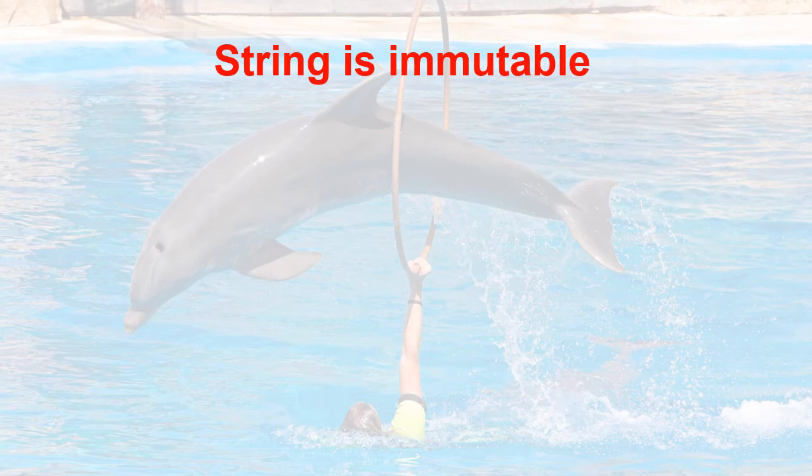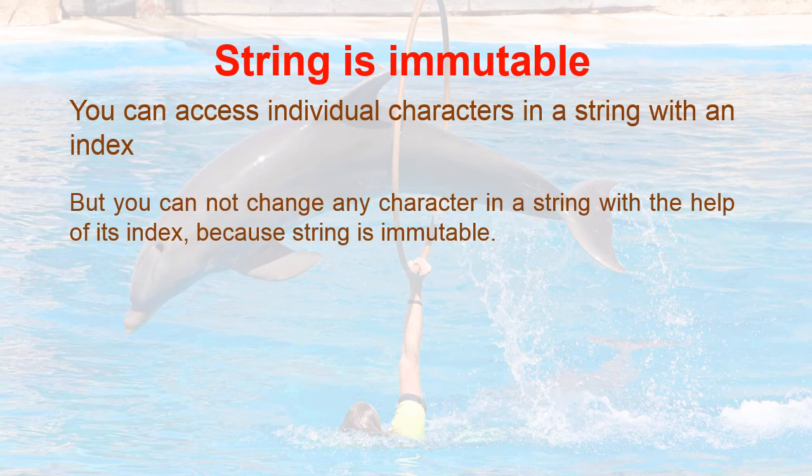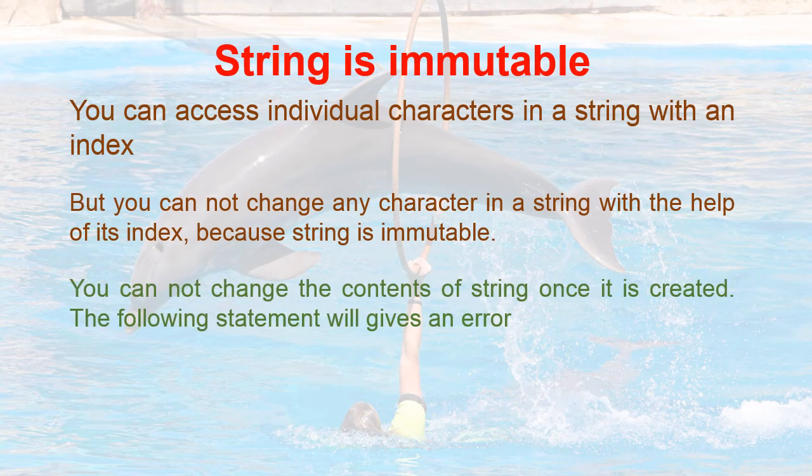A string is immutable. You can access individual characters in a string with an index, but you cannot change any character in a string with the help of its index because a string is immutable. You cannot change the contents of a string once it is created. The following statement will give an error: string1, and inside the square bracket you pass the index 2, and then you try to assign a value c. This statement will cause an error because a string is immutable.